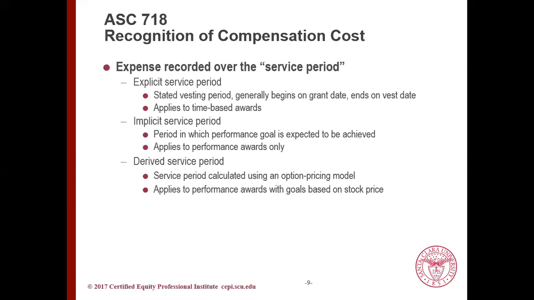The second service period is an implicit service period. This is a service period that applies to performance awards. So if I grant an award and I say that it's going to vest when we meet this revenue target, then my implicit service period is the period over which we expect that revenue target to be met. And then the third type of service period I can have is a derived service period.